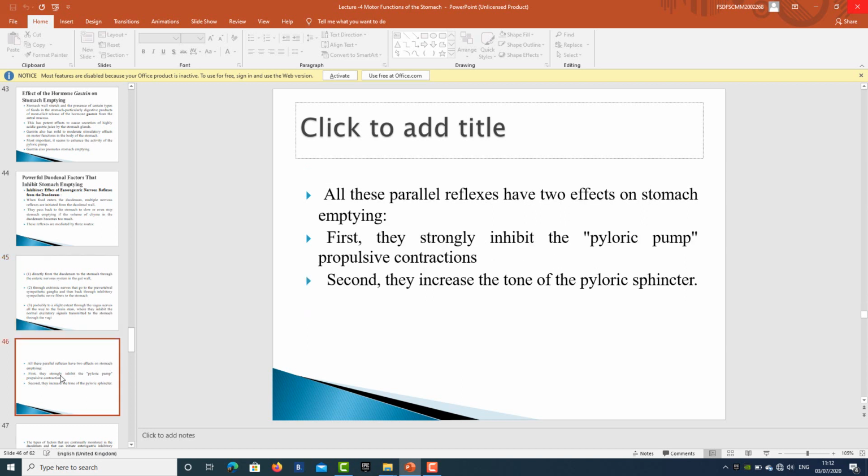All these parallel reflexes have two effects on stomach emptying. First, they strongly inhibit the pyloric pump propulsive contractions. Second, they increase the tone of the pyloric sphincter.